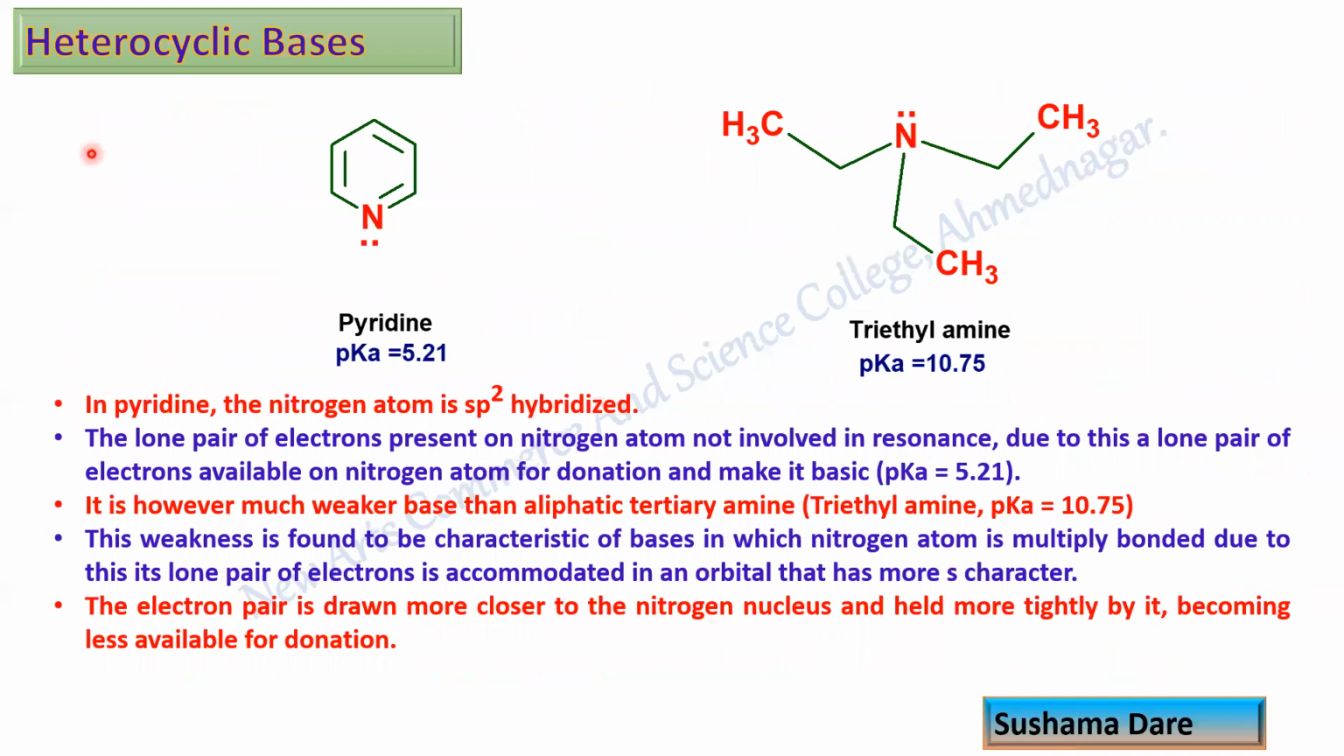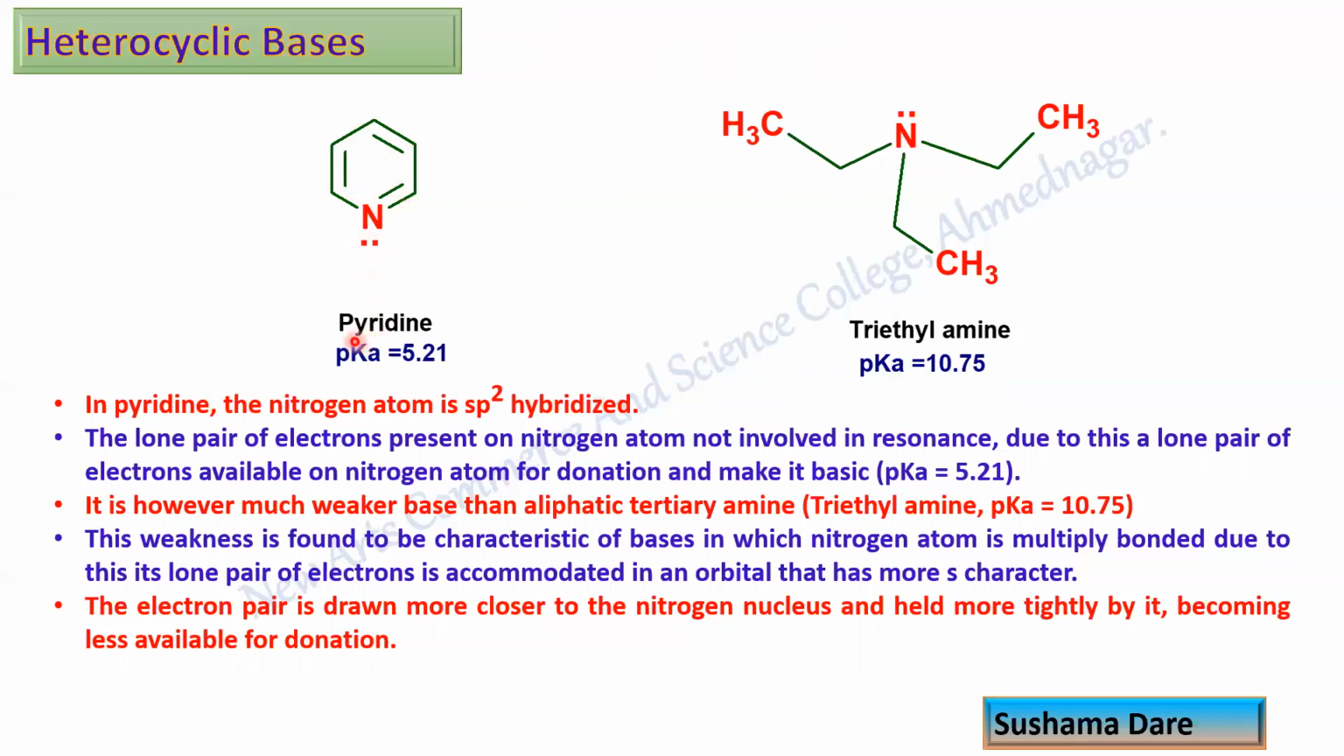Now, the next point is heterocyclic bases. So what is the meaning of heterocyclic? Heterocyclic means a heteroatom is a part of a ring compound. So now nitrogen is in a ring. Therefore, we call it a heterocyclic compound.